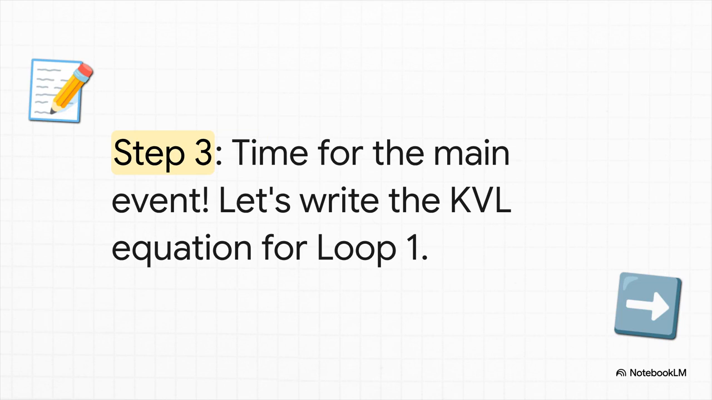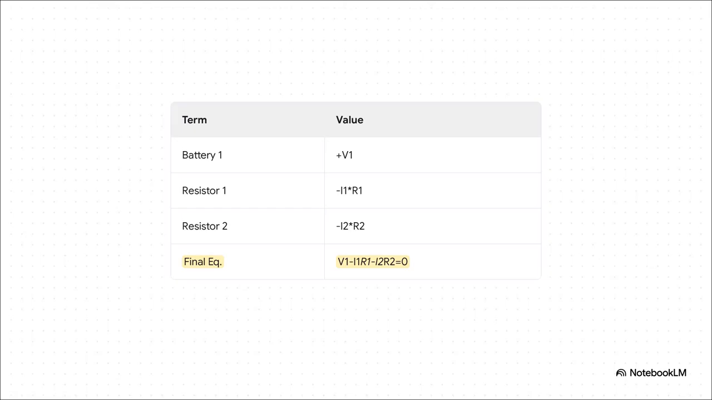And now for the main event, step 3. Let's start by building the KVL equation for loop 1, following that path we just drew. Let's build this equation together, piece by piece. Starting our hike around loop 1, we cross that first battery from negative to positive. That's a gain, so we write down plus V1.